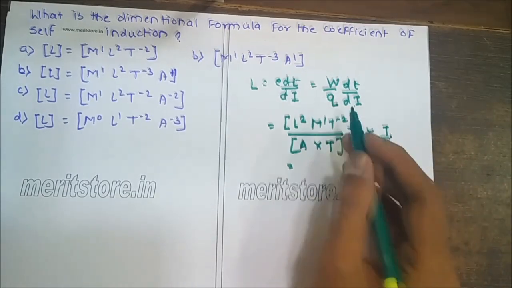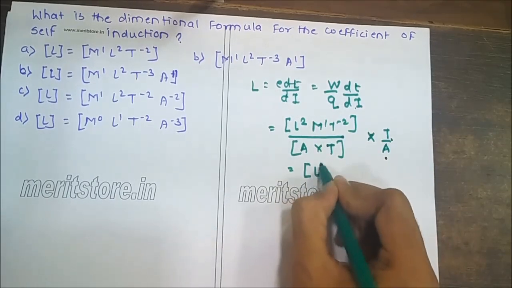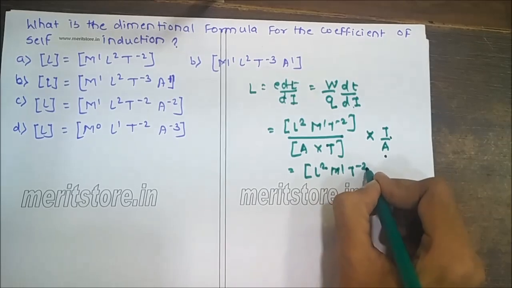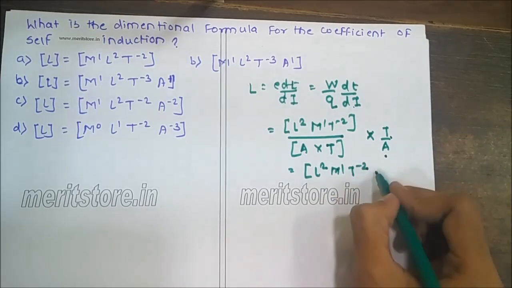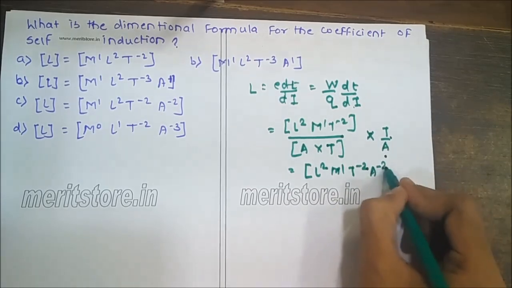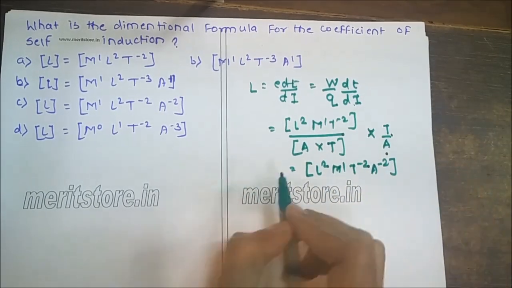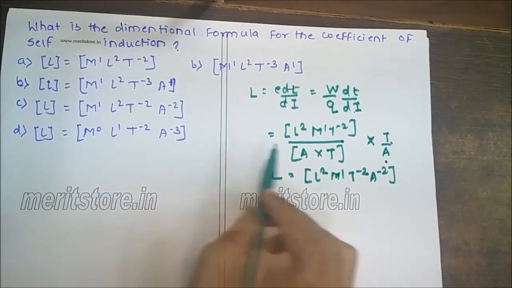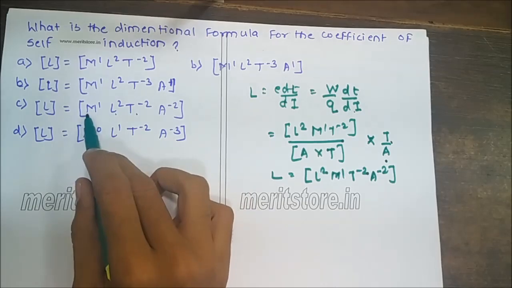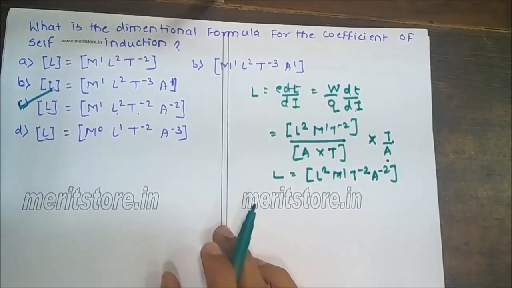So we cancel out the remaining things and we are left with L2 M1 T raised to minus 2, and this A again becomes A squared, which goes to the denominator and becomes A raised to minus 2. So we have the option L2, T raised to minus 2, A raised to minus 2, and M1. So C is the correct option.